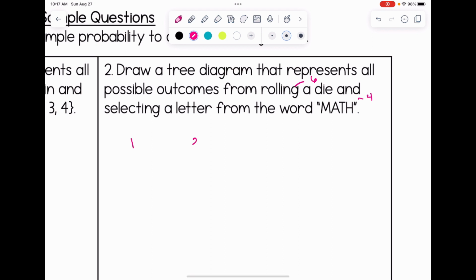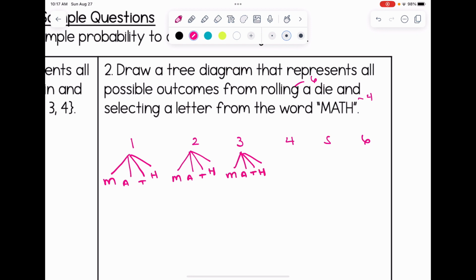So let's draw 1, 2, 3, 4, 5, 6. Leave yourself some room. And from each one, I'm going to draw 4 branches. So if I had rolled a 1 on the die and then selected a letter, I could get M, A, T, or H. And now I'm just going to repeat that process for the remaining values. Okay, and again, now you can see our 24 total possible outcomes.